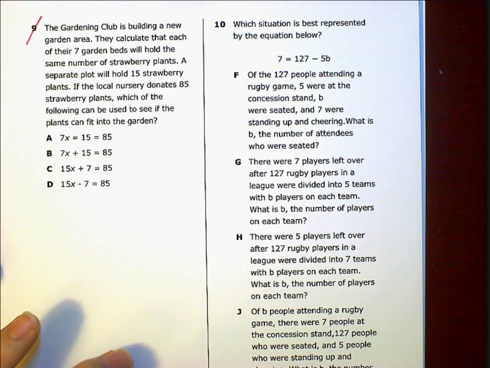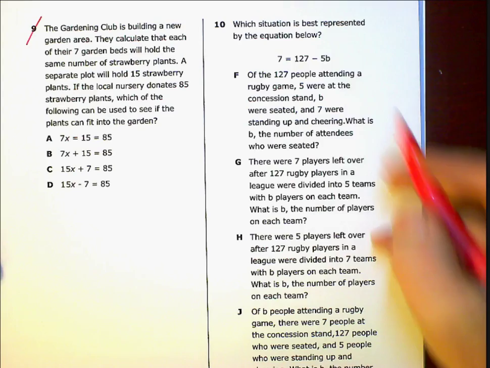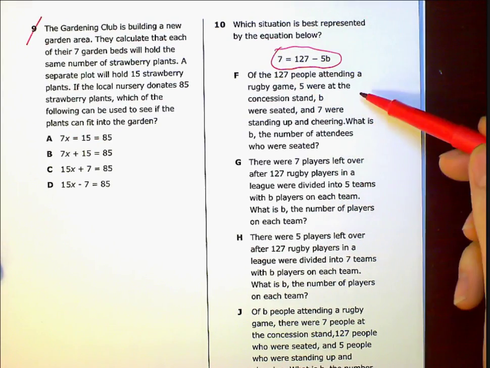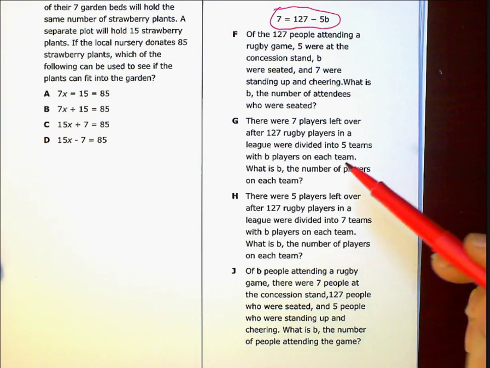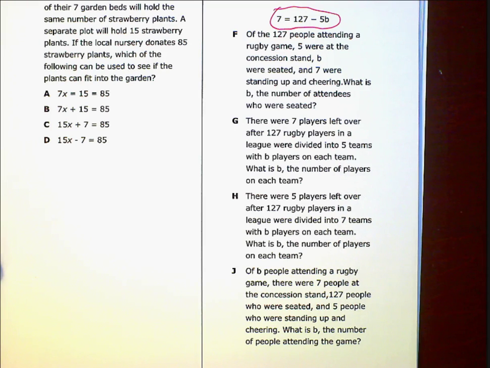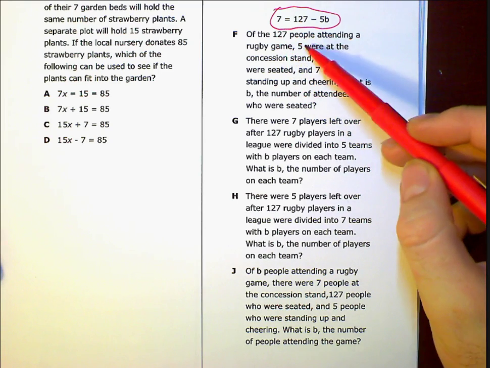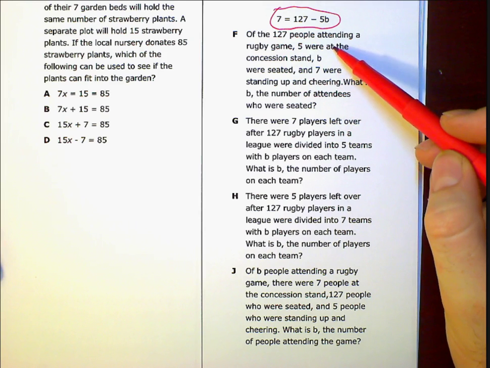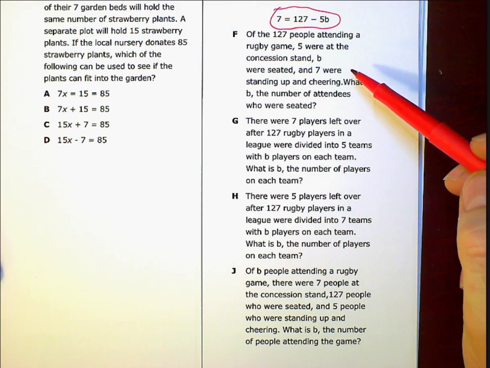Alright, number 10. Which situation is best represented by the equation below? So sometimes they will ask the reverse of you. They'll give you an equation, and they will give you scenarios that this equation might represent. So on these, you kind of have to go through all of them until you find the right one. So let's look at F. Of the 127 people attending a rugby game, 5 were at the concession stand, b were seated, and 7 were standing up and cheering. What is b, the number of attendees who were seated?